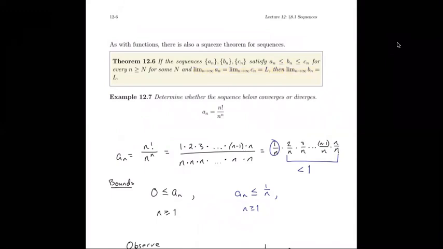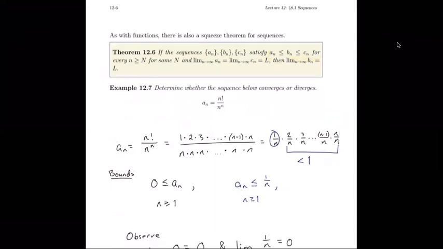Oh, sorry, and we need one more fact. A sub n and c sub n need to match in their limit. They need to share the common limit of L. In other words, the bounding sequences below and above have the same limit L, and that forces the sequence in the middle to have that same limit L as well.